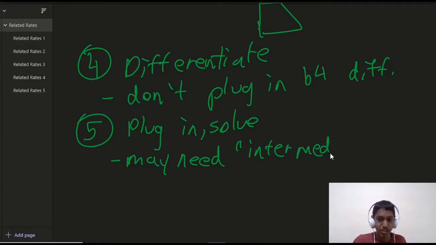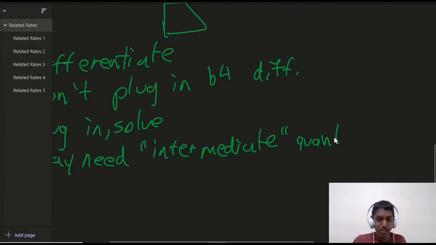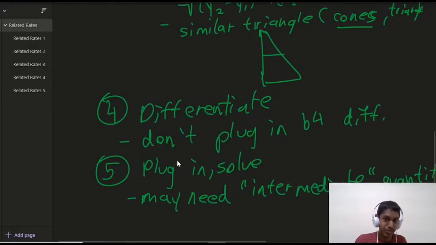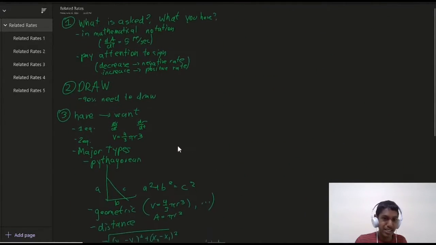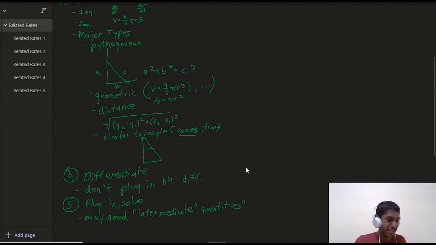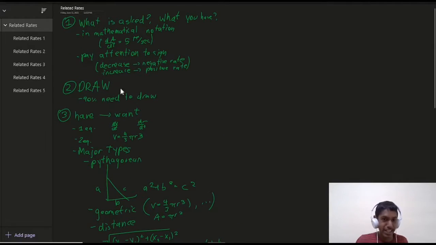So these are quantities that maybe aren't directly related to your equations, but they will help you find the rate that you're looking for. Okay, so that's the basic process for related rates. Now let's get started and apply this process in a few problems.